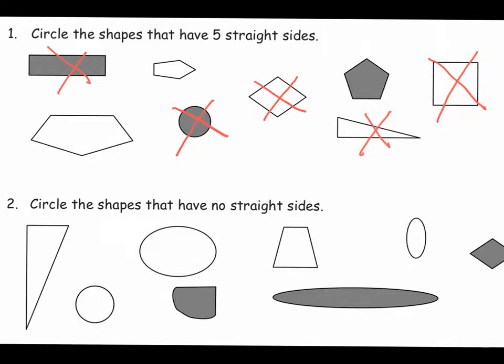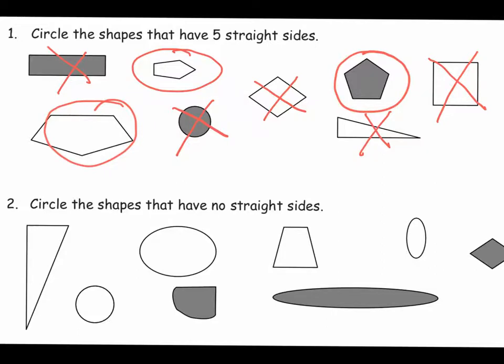So that leaves us with 1, 2, 3, 4, 5. So this kite shape here has 5 straight sides. And we have 1, 2, 3, 4, 5. So that is a pentagon. You can circle that one because it has 5 straight sides. And then we have another one over here.